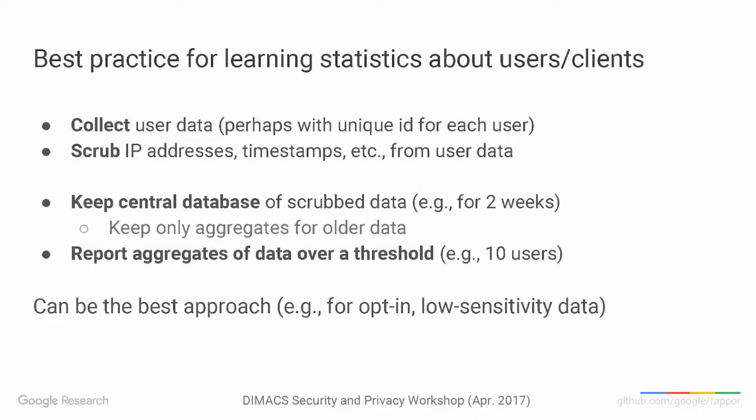I also want to note here that there are a lot of things that are going on at Google that we do for protecting users' data. So when we're collecting data, we scrub IP addresses, timestamps, things of that sort. Typically, we keep central databases of scrubbed data, but only for a very short period of time. And we only report aggregates of data over a particular threshold. So we need to make sure that even in places where we don't actually use privacy-preserving techniques, such as RAPPOR, we still have a pretty good defense against sort of privacy invasion. And in a lot of cases, this is the best approach.